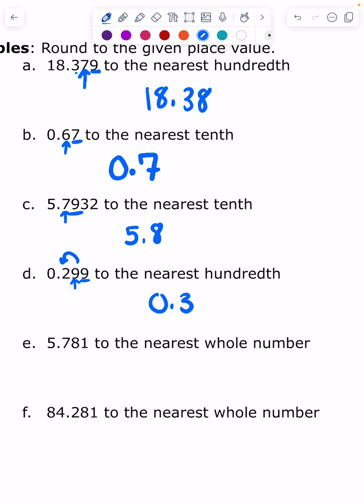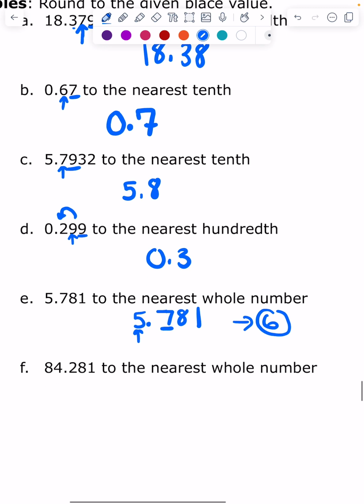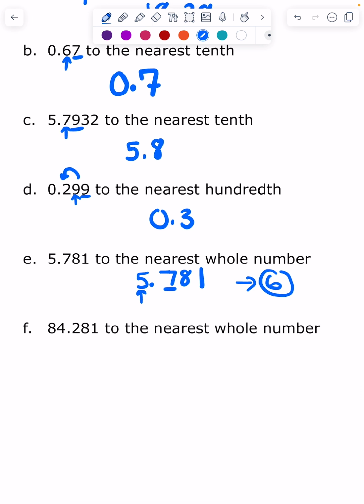5.781 to the nearest whole number. The whole number is going to be the digit left of the decimal. That's going to be this 5, and the digit to the right of it is a 7. So that will get bumped up to 6. 84.281 to the nearest whole number. So again, my whole number is the 4. But 2 is not 5 or more, so this will just be 84.